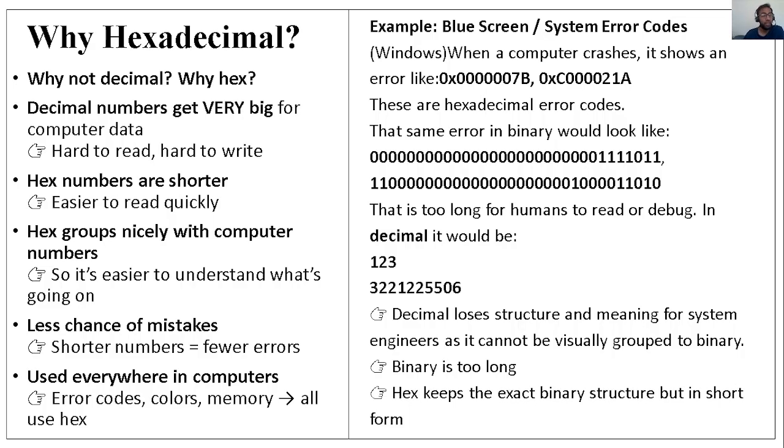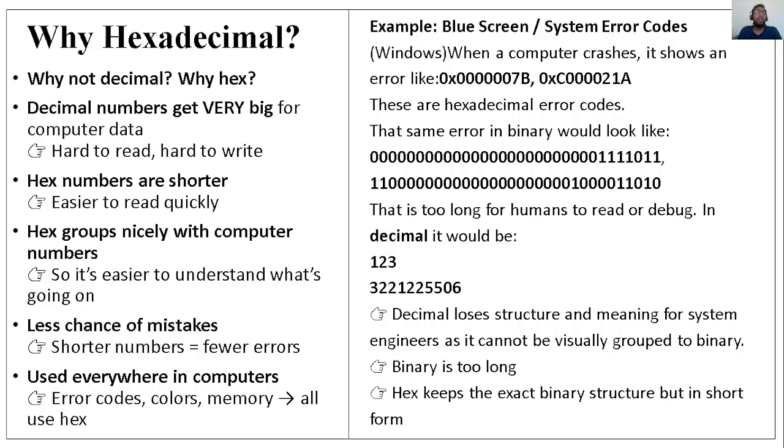They are shorter and easier to read quickly. They rhyme with the computer, as they are directly convertible into the binary number system. Less chance of mistakes in hexadecimal, and it is used everywhere in computers. Error codes, color codes, memory all use hexadecimal. Even the manufacturer IDs, the battery makers, the mobile phone makers, they all have these hexadecimal numbers for identification. Wi-Fi cards, and there are a lot of things. We'll study them in the next slide.